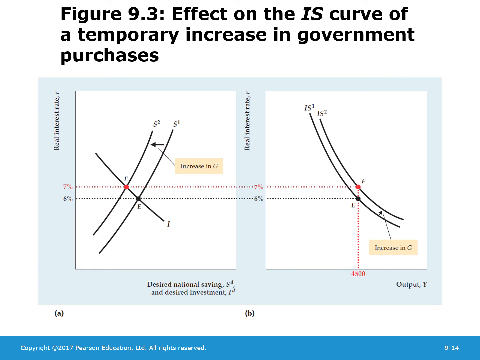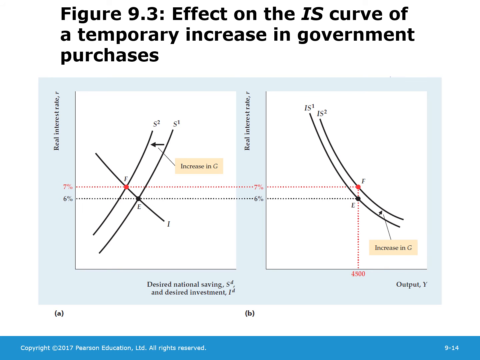So how to represent the new IS curve? Y is fixed, but the interest rate is higher. So how can I draw the IS curve in this case? It has to be shifted up and to the right. That's why we said that any factor that reduces desired national saving relative to desired investment will cause the IS curve to shift up and to the right. This is shown in figure 9.3.